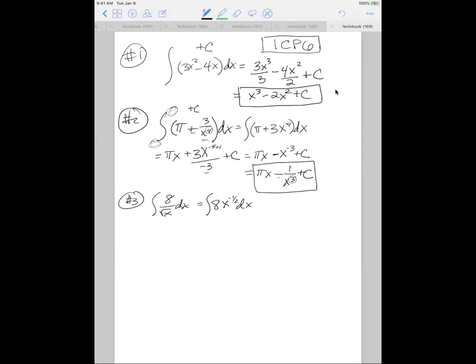The integral sign is still there, the integral bar is still there, and the dx is still there. So now it's ready for integration. So what do I do? Now the integration bar and the dx both go away. Raise the power by 1.